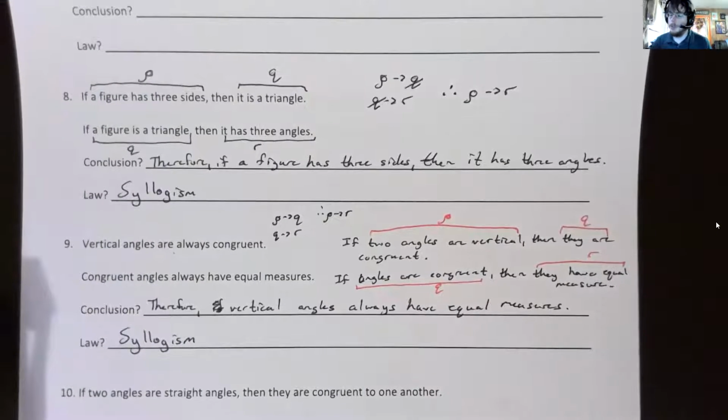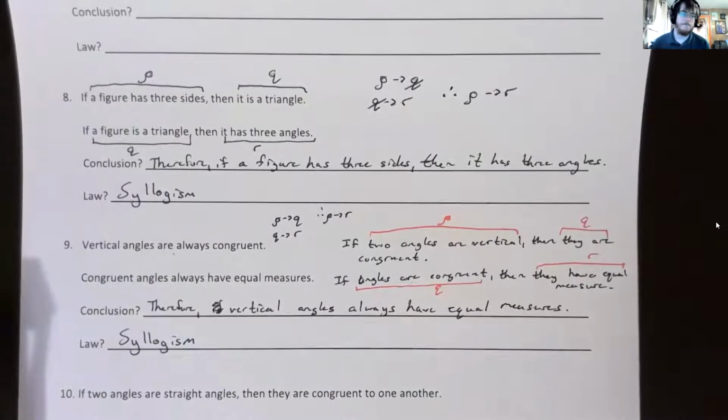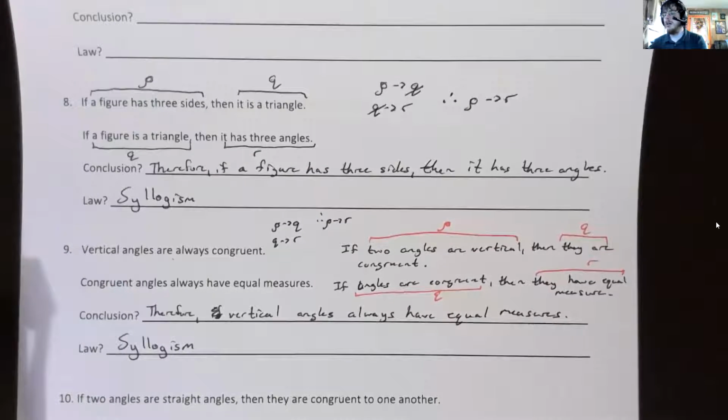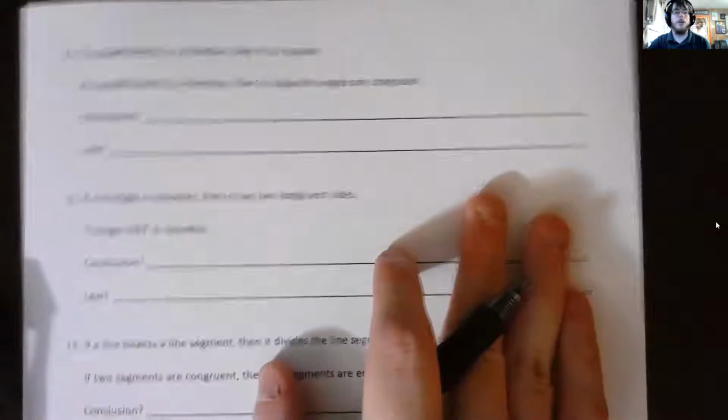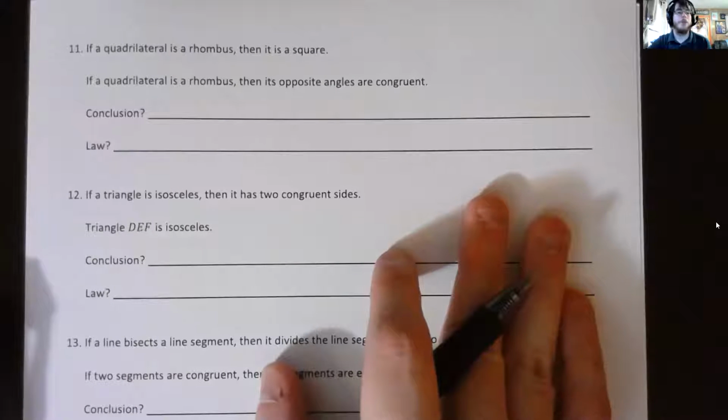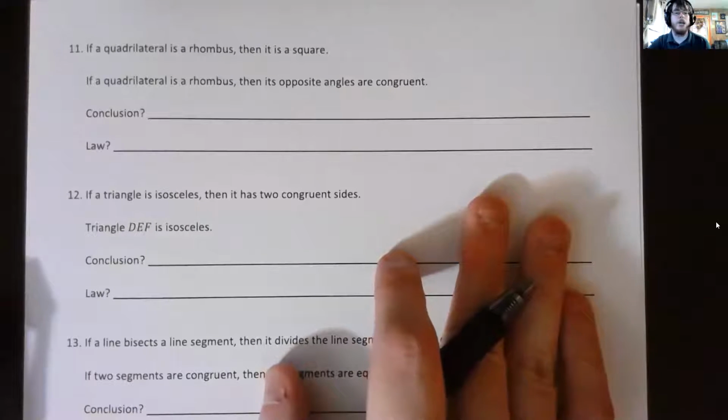All right. We're going to skip number 10, and we're going to move on to number 11. Number 11 says, if a quadrilateral is a rhombus, then it is a square. If a quadrilateral is a rhombus, then its opposite angles are congruent.